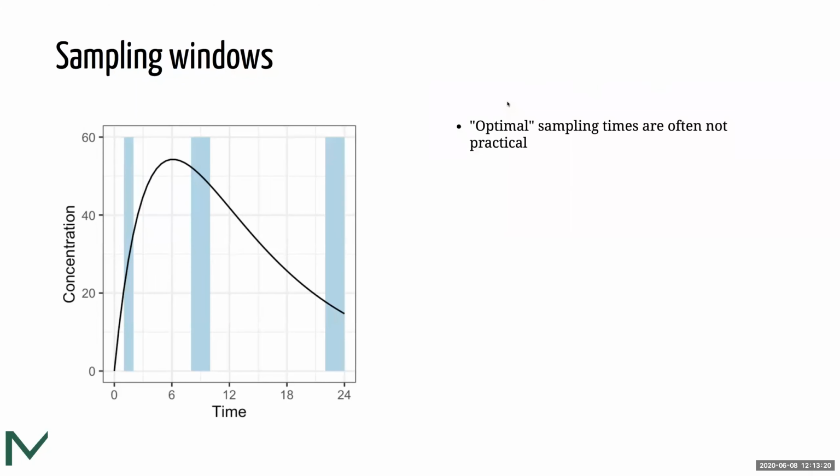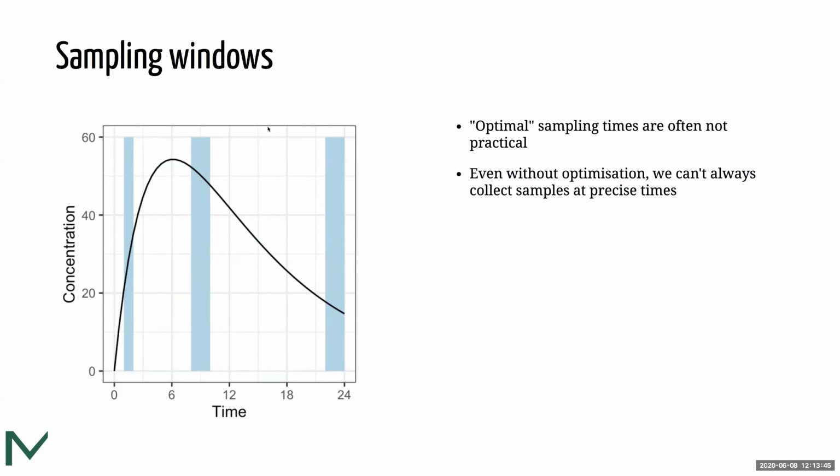Okay, if you do optimize a design, you'll often find that the sampling times that it gives you are not practical. So it could be that the sampling times are in the middle of the night. It could be lumping them all together. That's something that the optimal design often does, is give you, say, 2 or 3 samples all at the same time, which you are not going to take in practice. So you can tweak those by constructing sampling windows around those times.